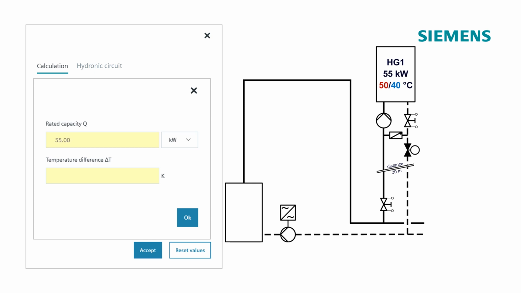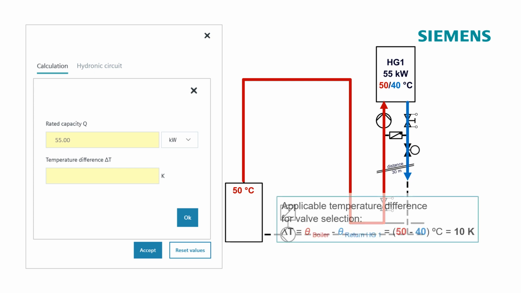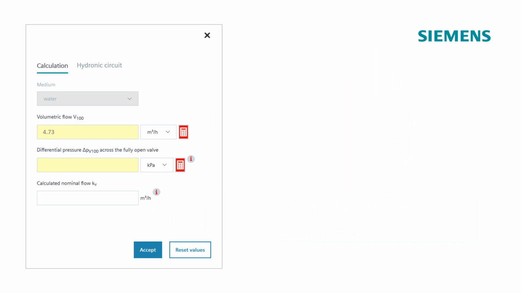Now it needs to be considered which temperature difference is applicable for the valve selection. The control valve operates with the generator supply temperature of 50 degrees, and the return flow temperature from the heating group of 40 degrees. Therefore the applicable temperature difference for the valve selection is 10 Kelvin. Click OK. The volumetric flow has been calculated at 4.73 cubic meters per hour.